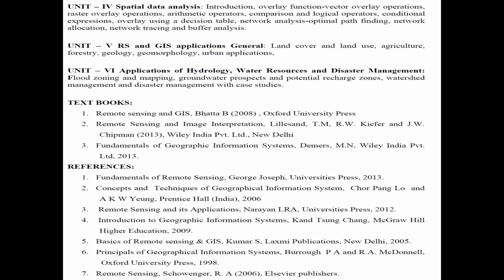This is the main concept of remote sensing and GIS. Main concept means gathering information, different analysis, data analysis or spatial data analysis, image analysis, applications of remote sensing and GIS. This is the gathering of information, collecting information. Three platforms are there: ground, airborne, and satellite or drone. These are the three platforms.